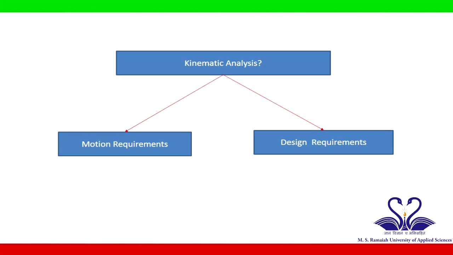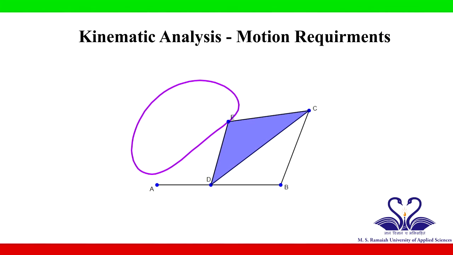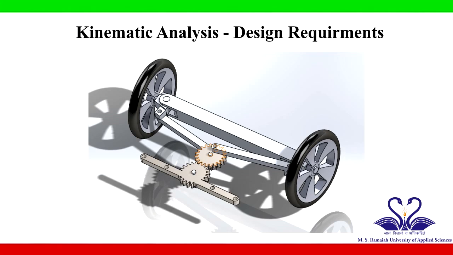The objective of kinematic analysis is to know the motion and the design requirements. Motion requirements are position, velocity and acceleration of different links in a mechanism at different times. Design requirements are shapes and sizes of different links in a mechanism. This serves as a basis for dynamic analysis of a mechanism. Dynamic analysis helps us to arrive at load distributions and motor or actuator requirements at each joint of the mechanism.